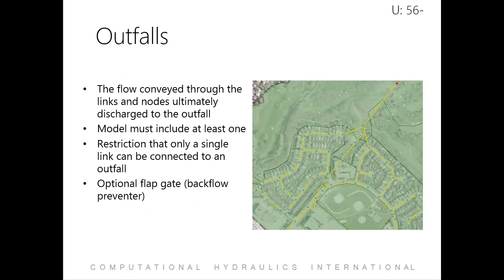The flow conveyed through the links and nodes is ultimately discharged to an outfall, the point beyond which we are not concerned with the water, at least for the purposes of that model. Every SWM model must have at least one outfall before it can be run. One restriction is that only a single link can be connected to an outfall. A flap gate can be added to the outfall to prevent water from flowing from that outfall back into your model.